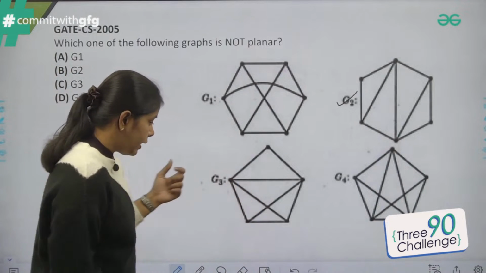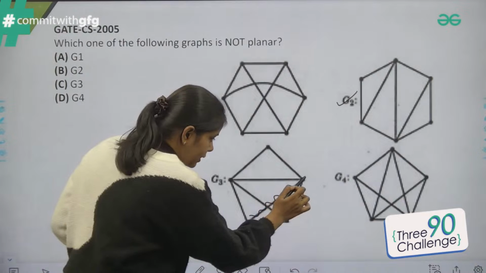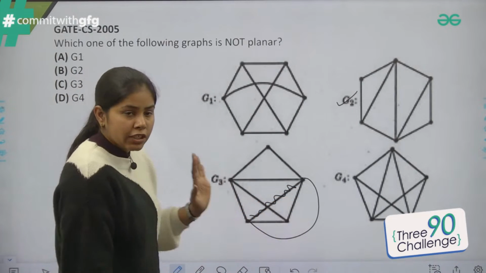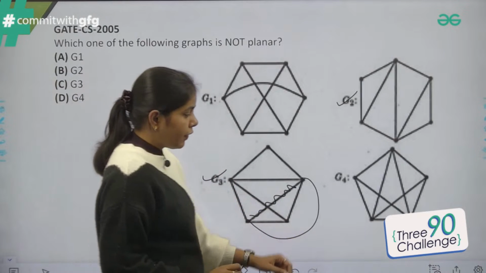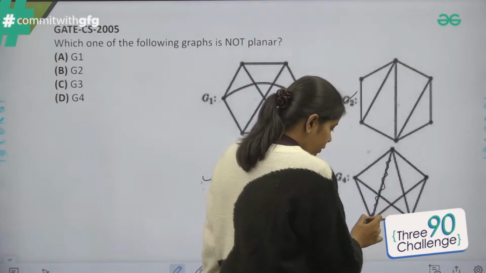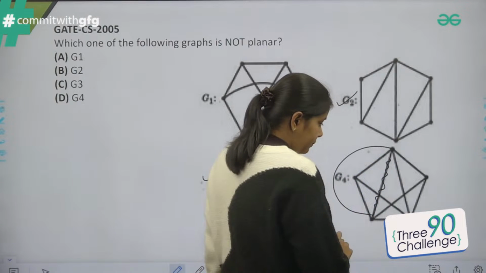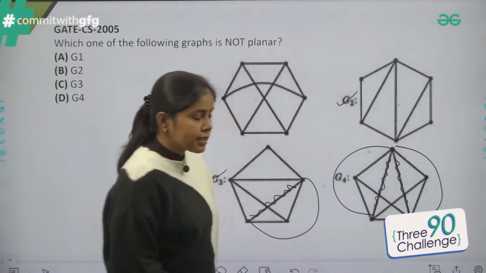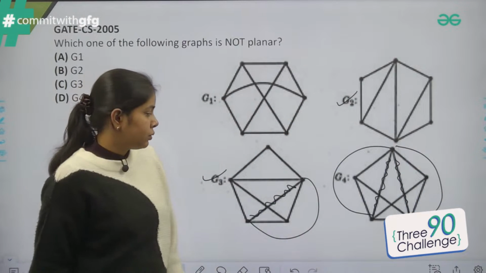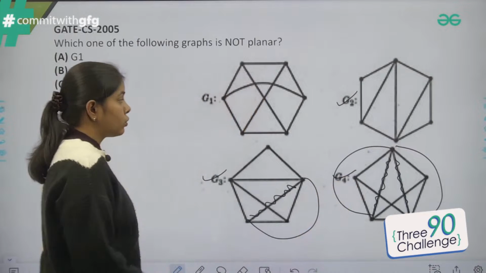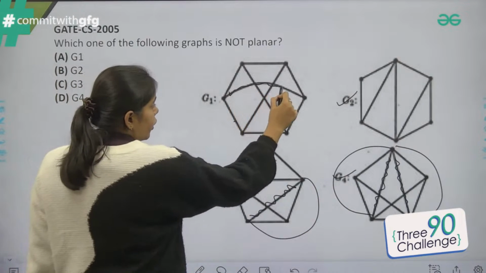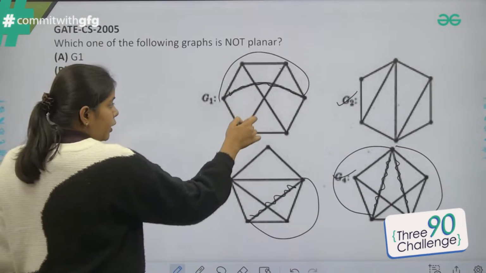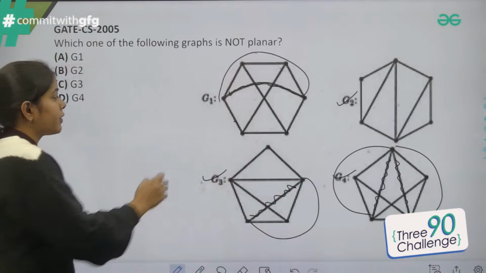But in this one, if I take this edge from the outside, the graph remains the same, only the representation is different. So this is also planar. And if I look at this, if I take this edge from outside and this edge from outside, you can see again no edges intersect each other except at vertices. So this is planar. Let's see for this one. If I take this edge from outside, I cannot take any of the edges outside, because any edge taken outside would intersect this outer edge. So that's why G1 is not planar.